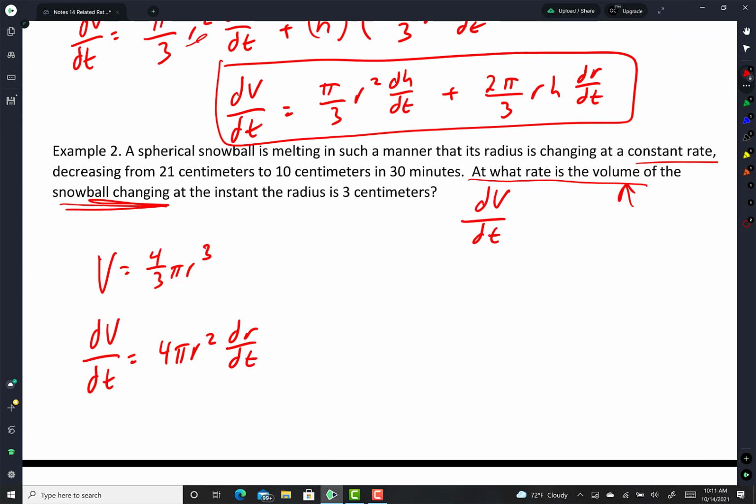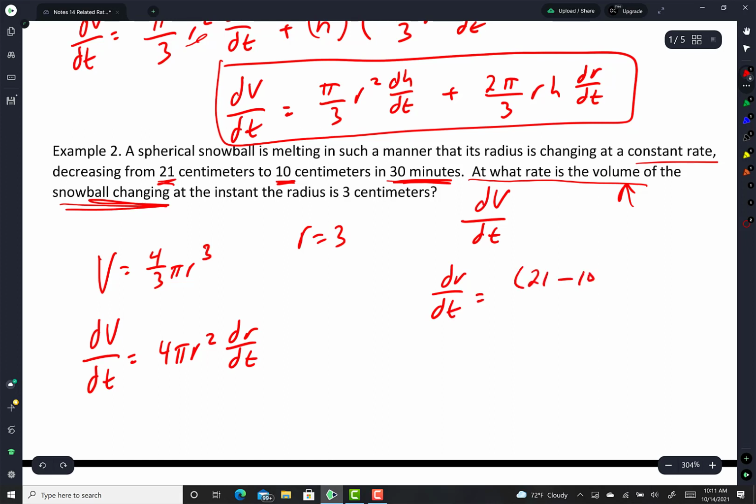Do they give me a radius? Do they give me dr/dt? They do. It's embedded in the question. It's decreasing from 21 to 10 in a matter of how many minutes? So my dr/dt is equal to 21 minus 10 over 30. It's decreasing from 21 centimeters to 10 centimeters.